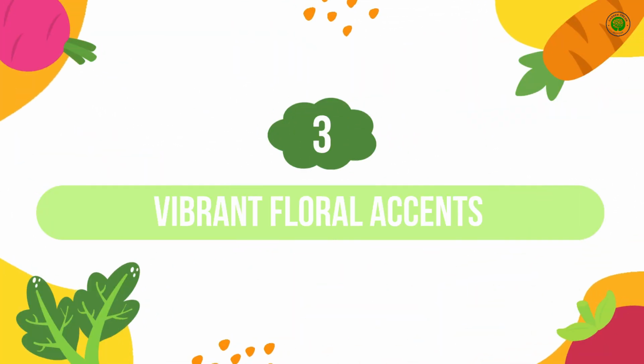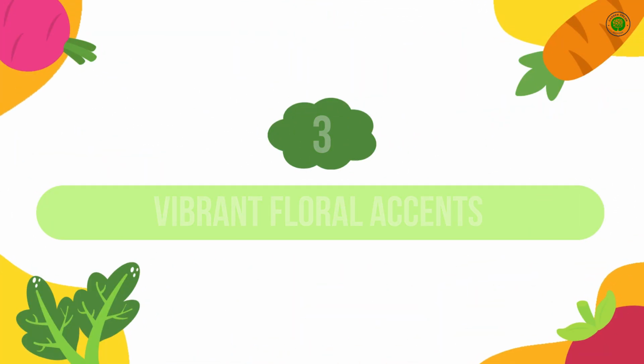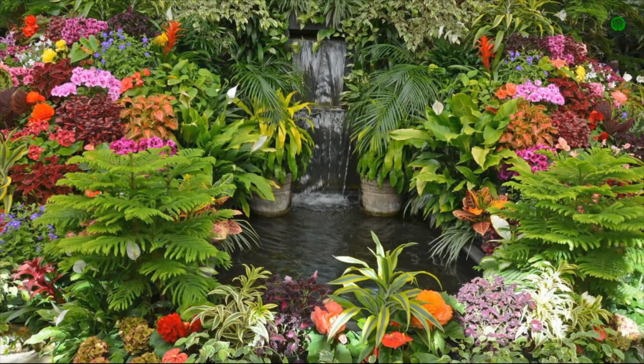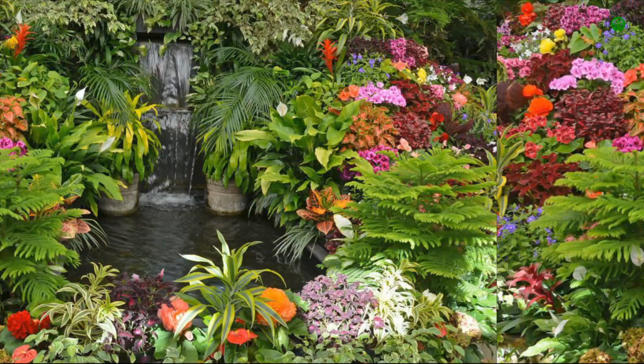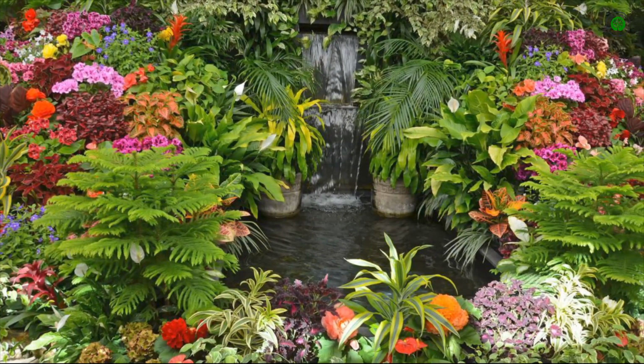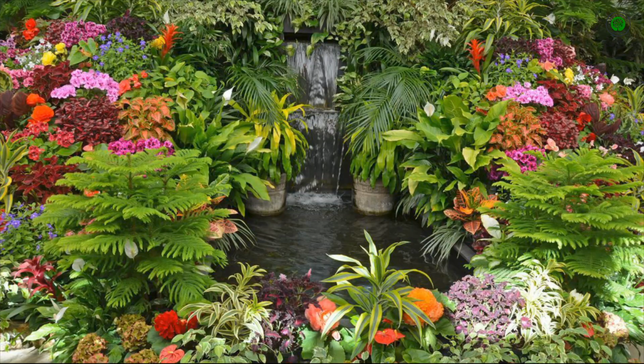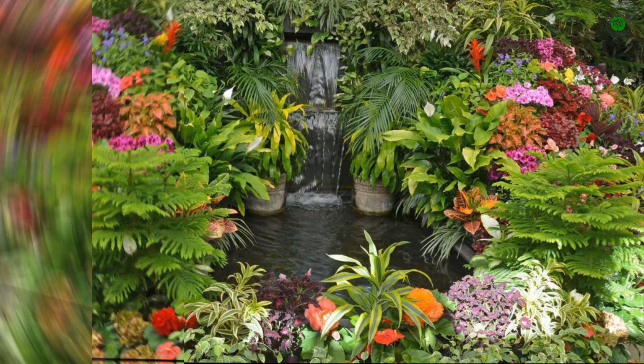3. Vibrant floral accents. Introduce pops of color with tropical flowering plants like orchids, bromeliads, gingers, and heliconias. These bursts of vibrant hues against the backdrop of lush greenery create focal points and attract pollinators.